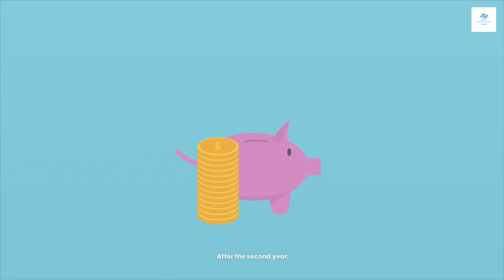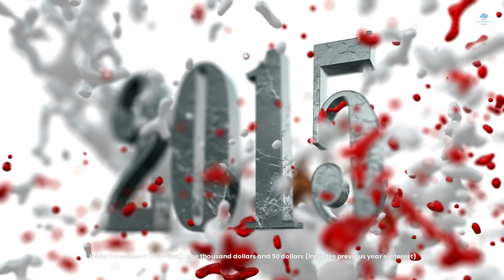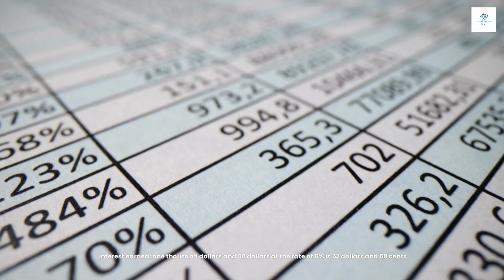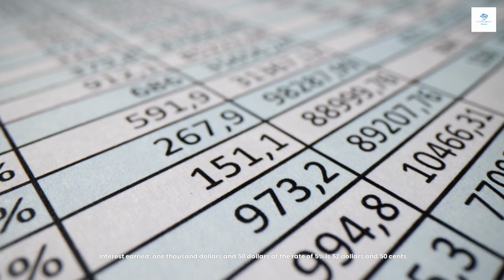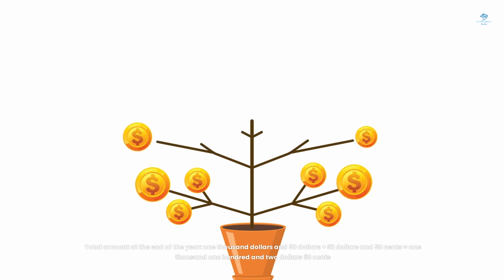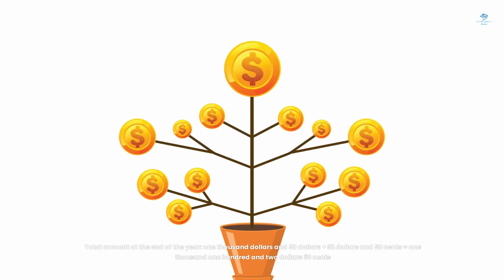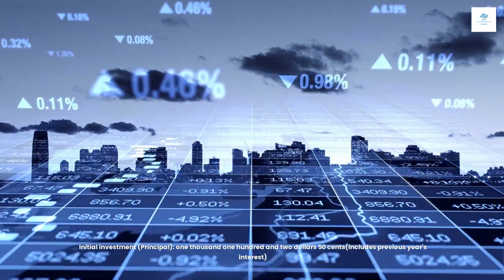After the second year: initial investment, principal, $1,050, which includes the previous year's interest earned. Interest earned: $1,050 at the rate of 5% is $52.50. Total amount at the end of the year: $1,050 plus $52.50 equals $1,102.50.